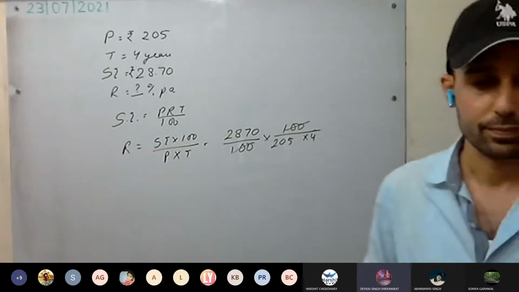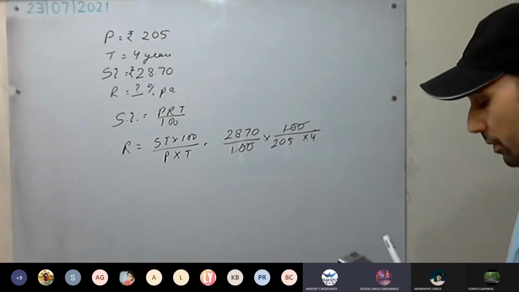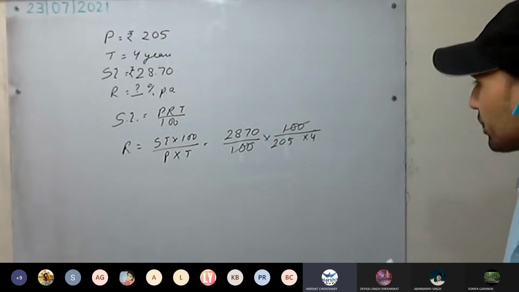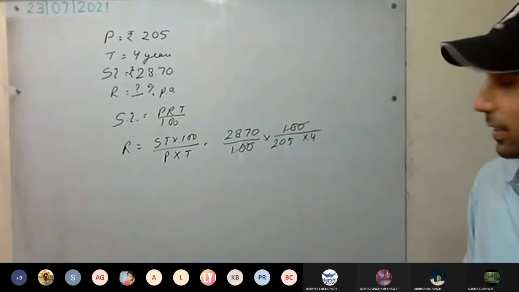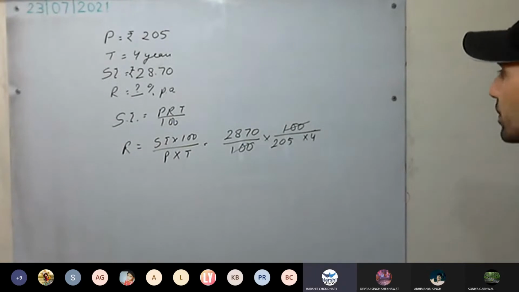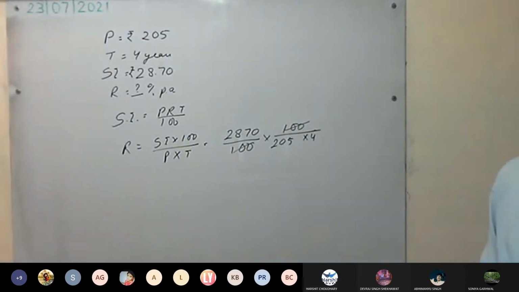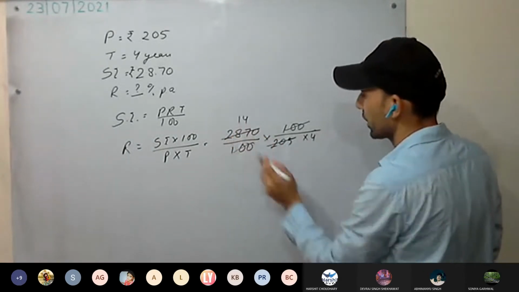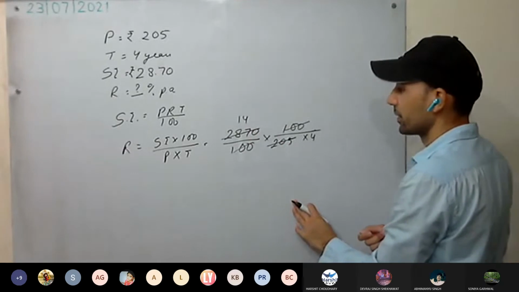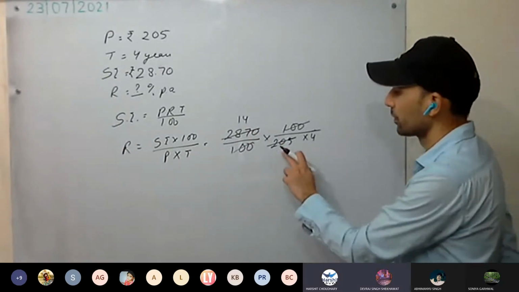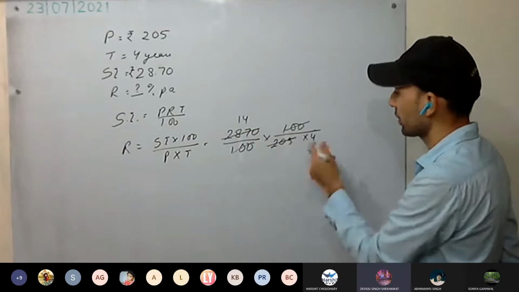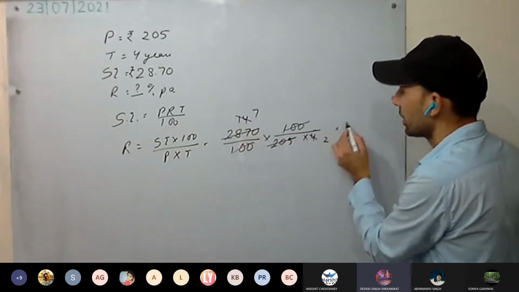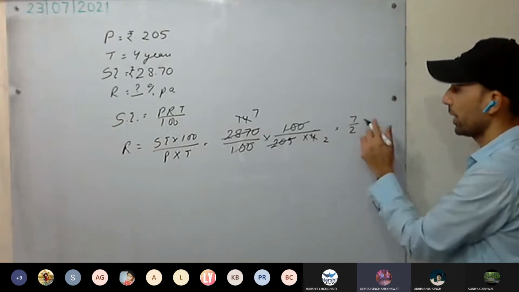100 cancels. So 2870 and 205, they are divisible. How much are you getting? 14. 205 and here 14. Okay, 7 upon 2. 14 and 41, they are divisible. 41 and 5 as well. So 7 upon 2.